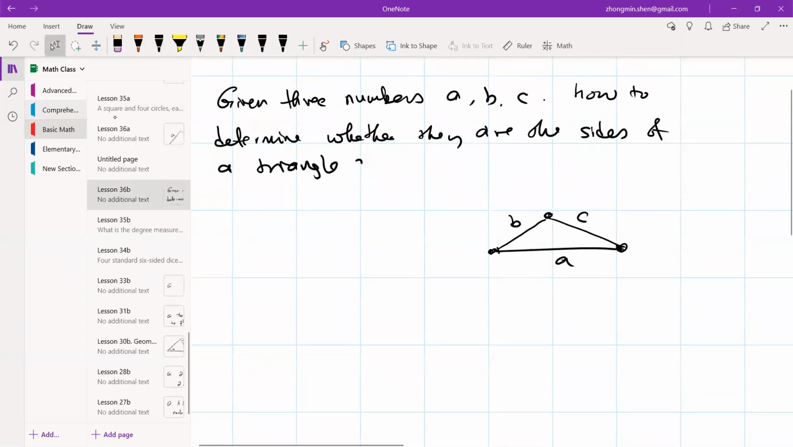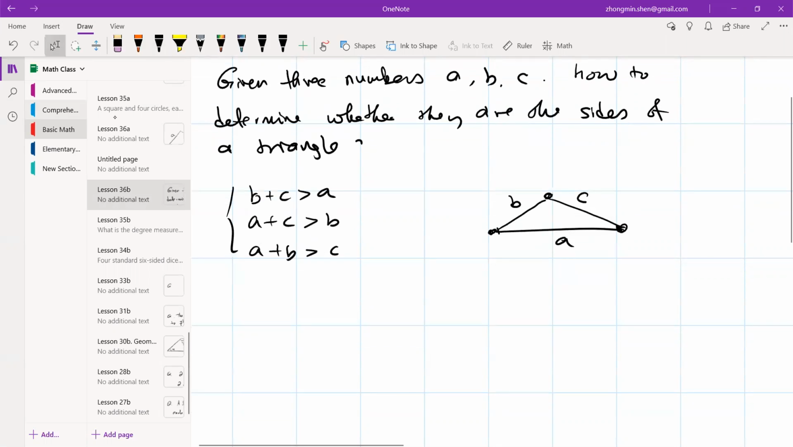So B plus C should be greater than A, right? But for the same reason, A plus C should be greater than B, and A plus B should be greater than C. As long as those three inequalities hold, those become the three sides of a triangle. So given three numbers, you know how to determine whether they are the sides of a triangle.